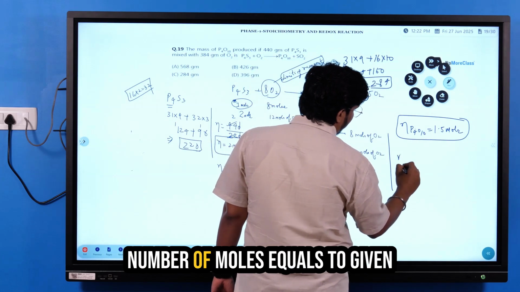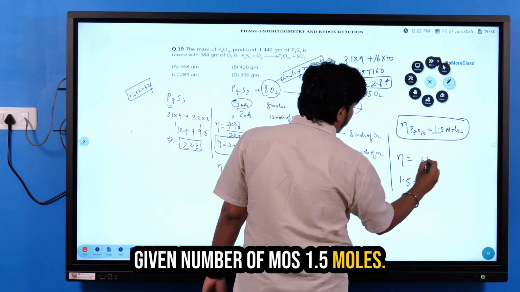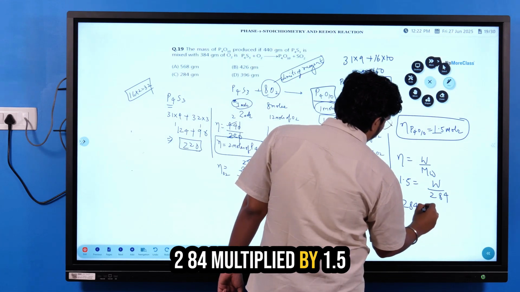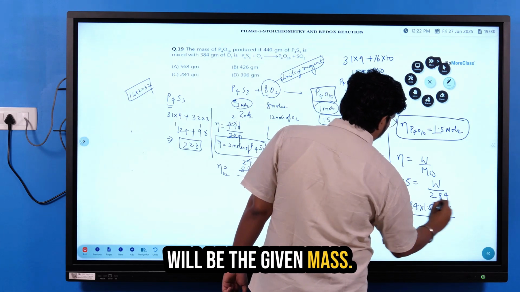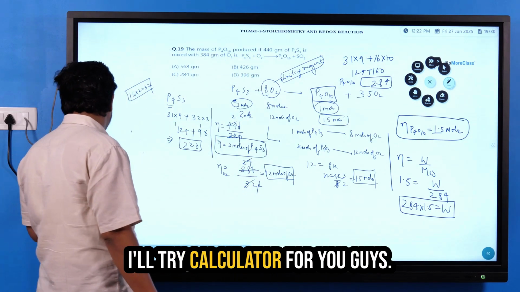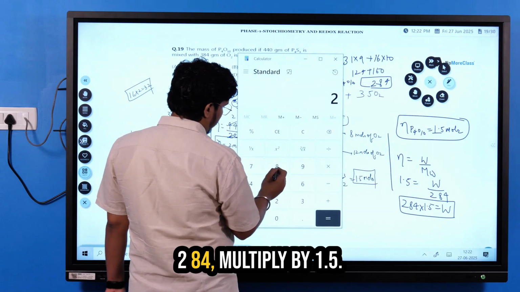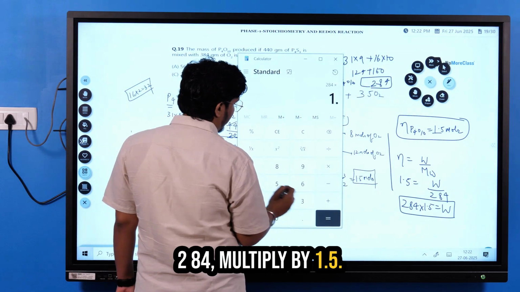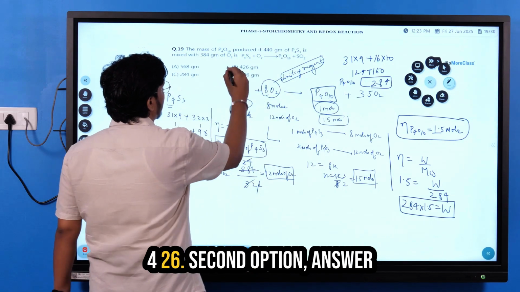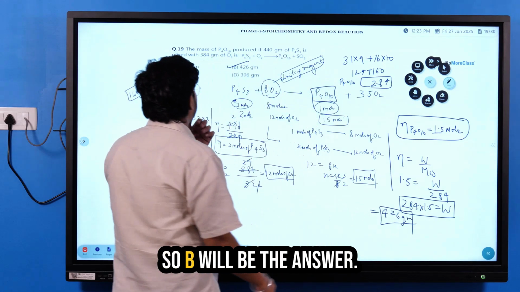Putting in the formula, number of moles equals given mass upon molecular mass. Given number of moles is 1.5 moles. Given mass we have to calculate. Molecular mass is 284. 284 multiplied by 1.5 will be the given mass. I'll use the calculator for you guys. 284 multiplied by 1.5 will be 426. Which option? If I say 568, 426 is the second option. Answer is 426 grams. Clear? So B will be the answer.